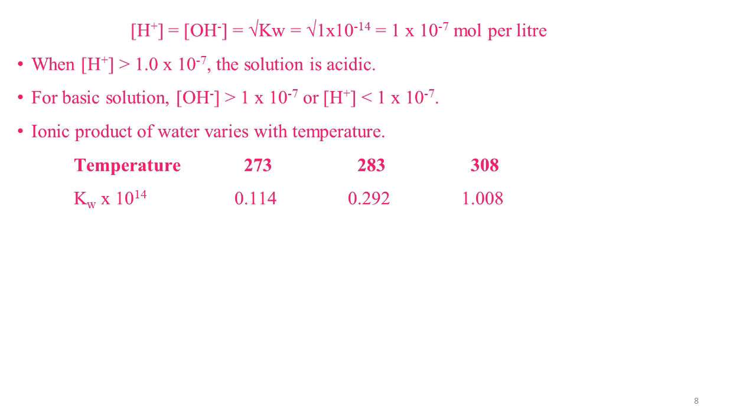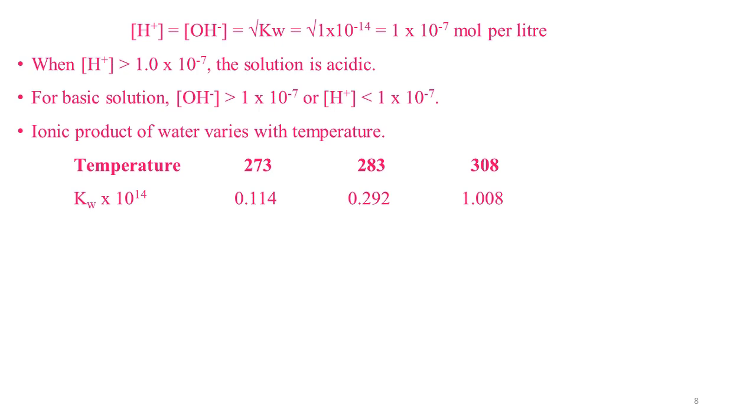When the concentration of H+ is greater than 1 into 10 power minus 7, the solution is said to be acidic. For a basic solution, the concentration of OH- is greater than 1 into 10 power minus 7, or the concentration of H+ will be less than 1 into 10 power minus 7.